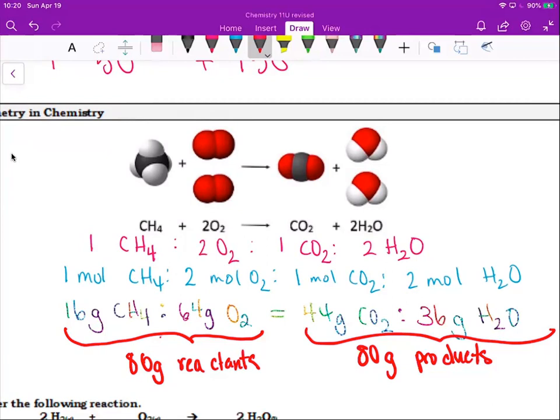If not, rewatch this over again because it's really important to look at how the coefficient ratio can be changed to the mole ratio that can be changed to the mass ratio as well.